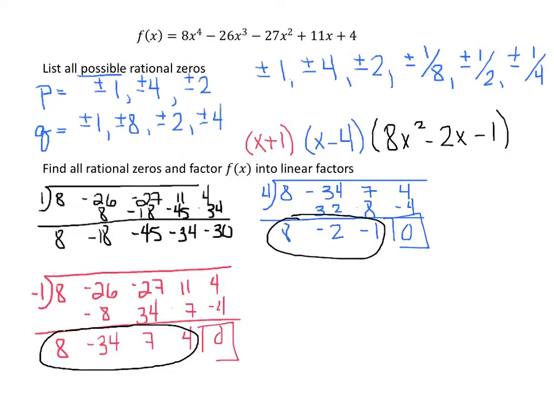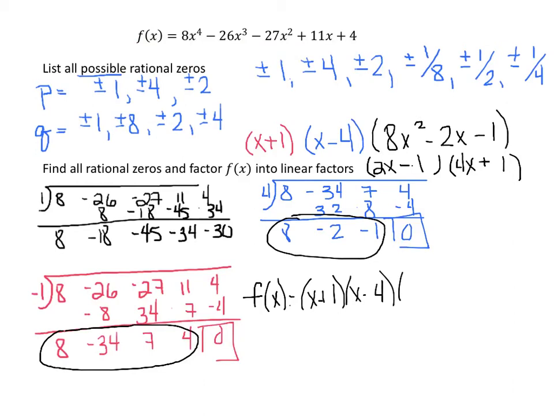And from here, I should be able to factor this quadratic. Eight would be 2 and 4. Looks like I've got a plus and a minus. 1 and 1, does that work? 8x, that's minus 2x plus 4x. That does not work. So I'll go in and erase here. Make that minus and plus 8x plus 2x. Yep, that works. So my linear factors: x plus 1, x minus 4, 2x minus 1, 4x plus 1.